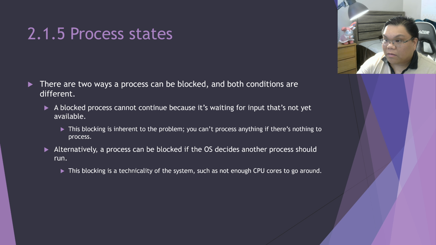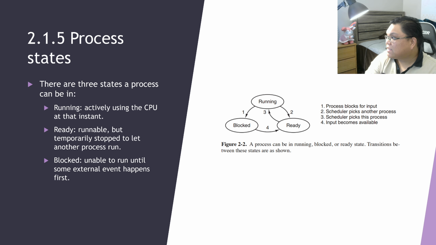So, process states. There are three states that a process can be in. The first one is running: a process is actively using the CPU at that instant. The second one is ready: it's ready to run, but it's temporarily stopped to let another process run. Another one is blocked, unable to run until some external event happens first. And in this state diagram, we have 4 transitions or arrows.